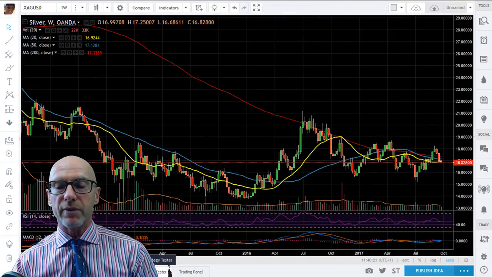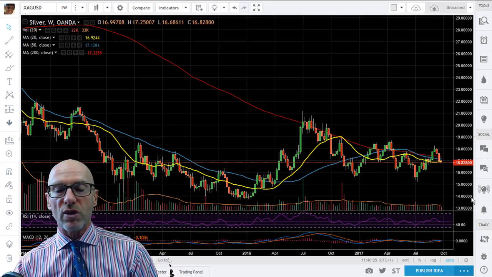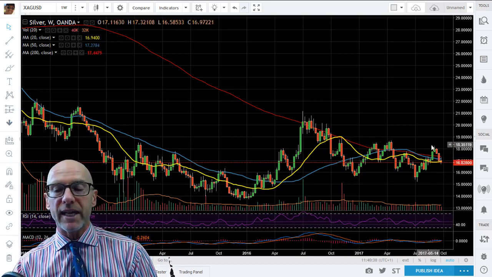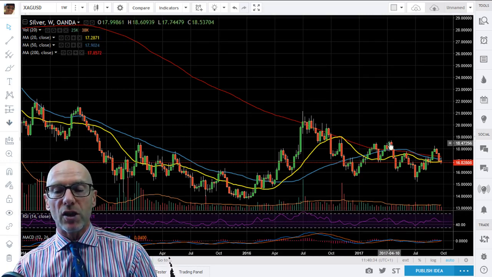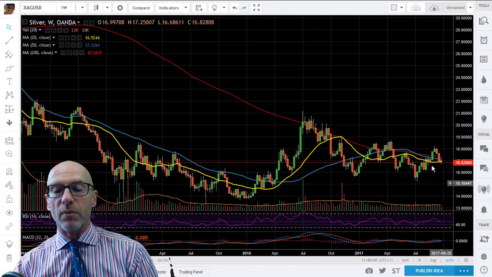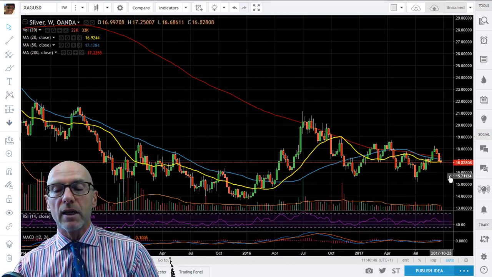So here we have the weekly. Each bar represents 1 week's trade. And you can see that on the silver price, we are definitely in a downtrend. You can see the pattern of lower highs and lower lows. We're actually midway up on the downtrend, just above midway.